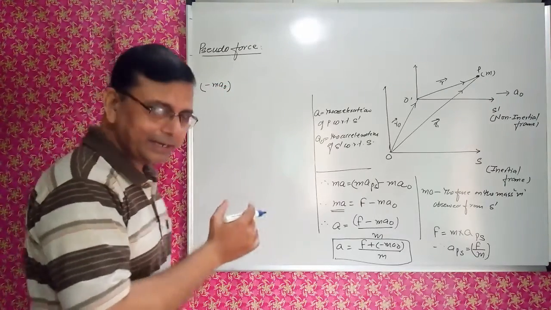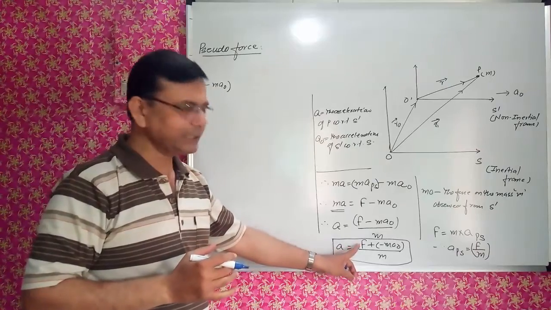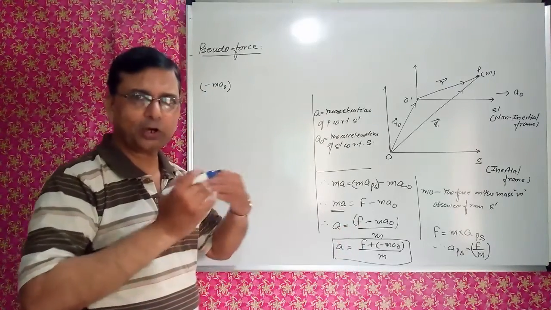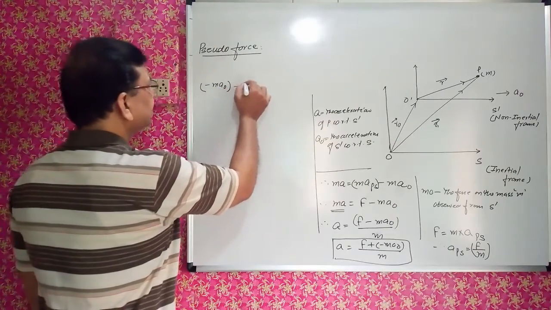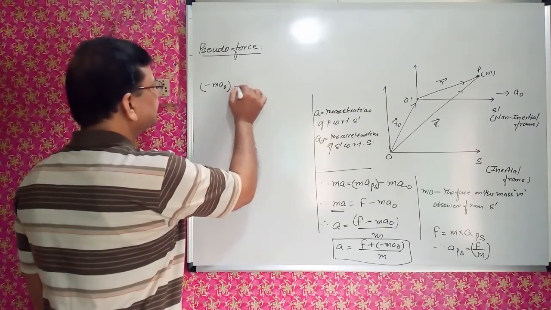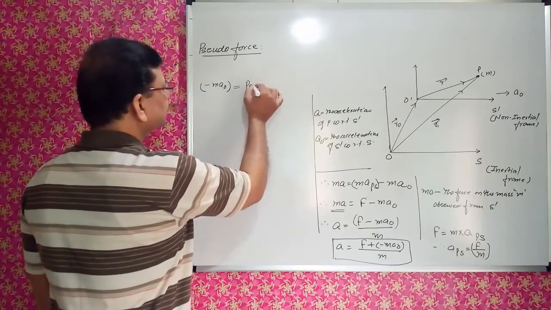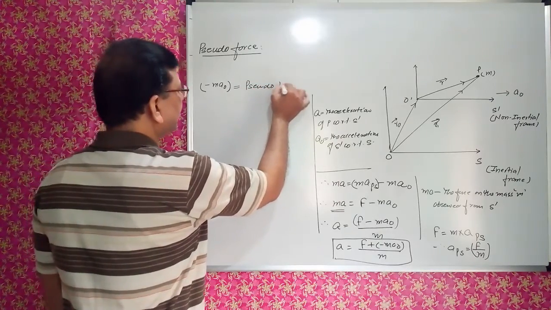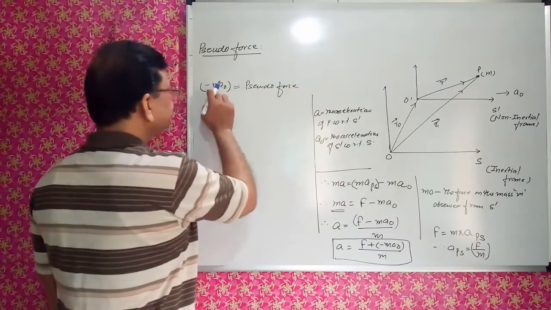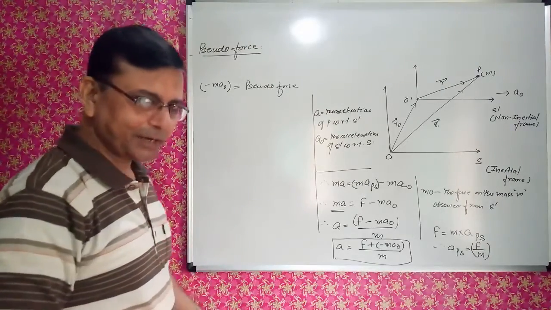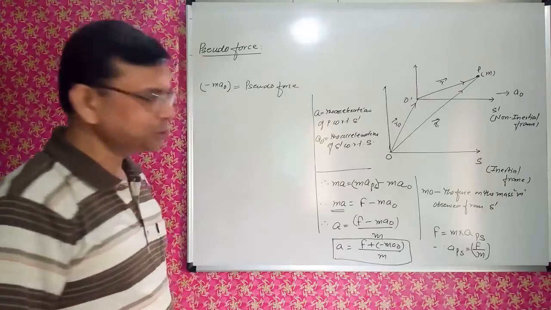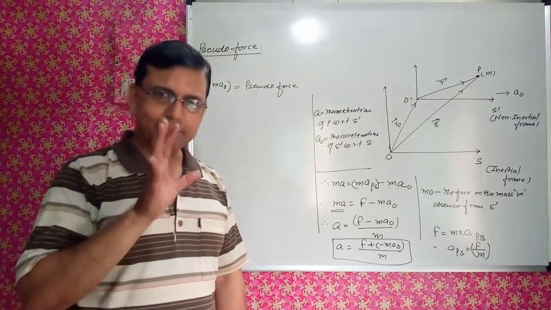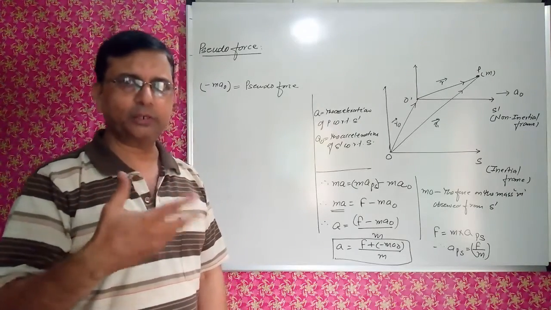This will be added in what? The net force acting on the object when it is observed from the inertial frame of reference. And this is the force that is called pseudo force. This much amount, minus m a naught, will have to be added in the total force, and this is called pseudo force. With certain examples, things will be more clear about how it works.